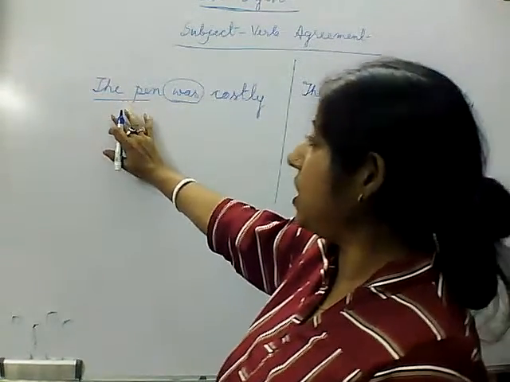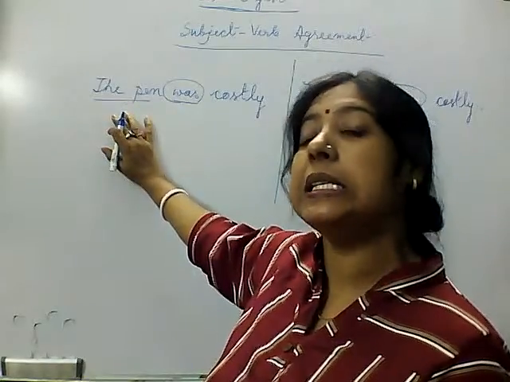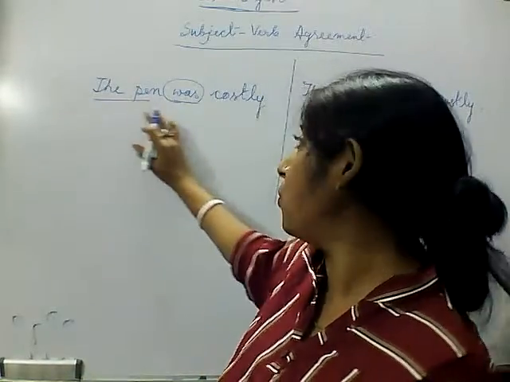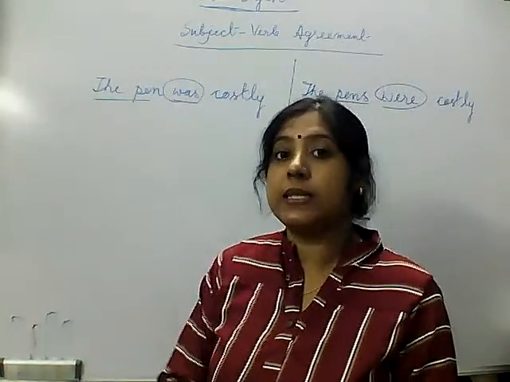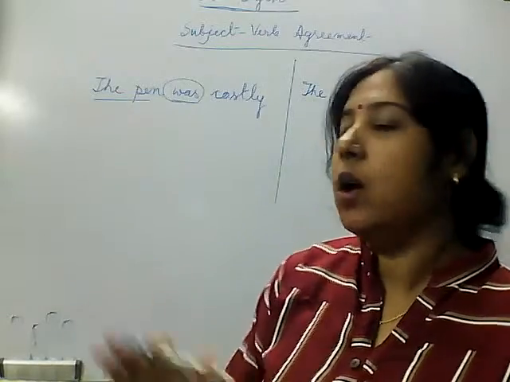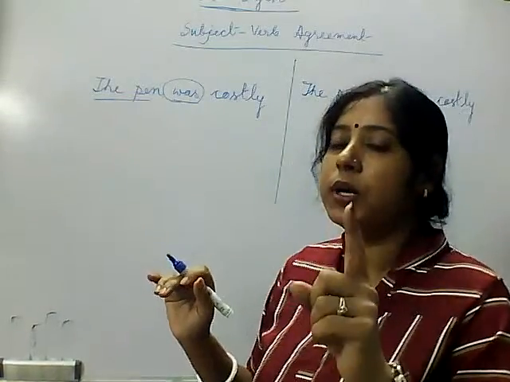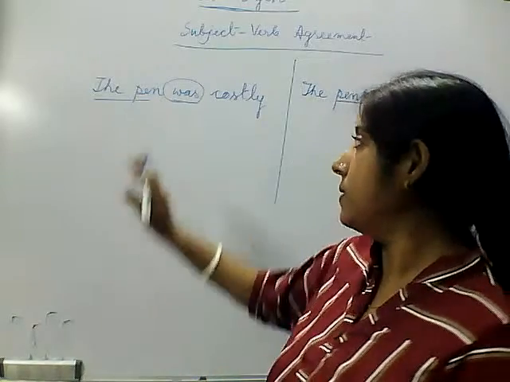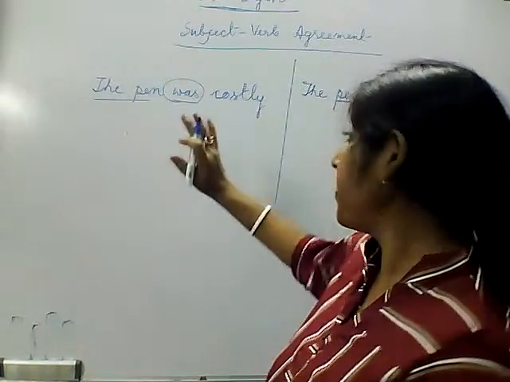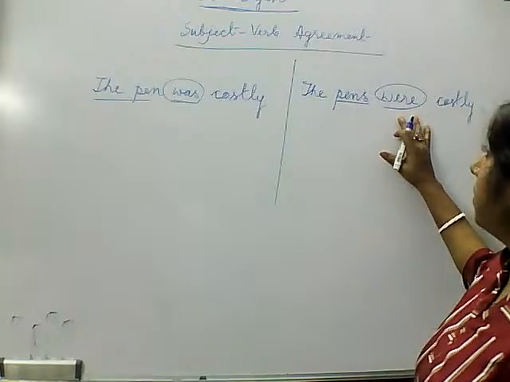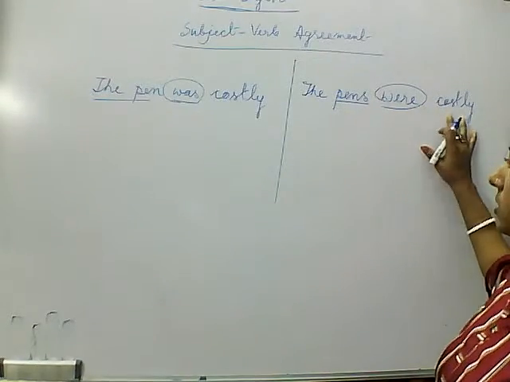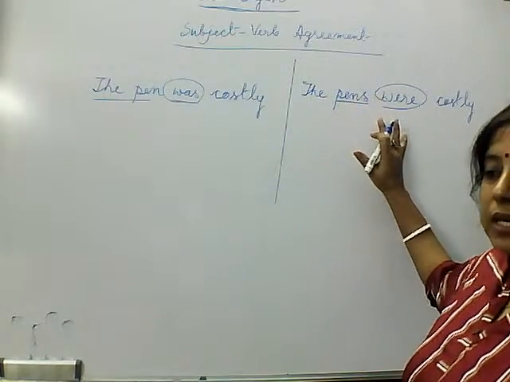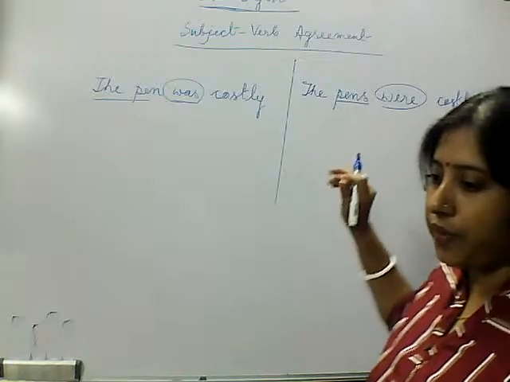If the subject is a thing and it is in singular number in past tense, then automatically it will be was. Only one word is used in past tense, the be verb was here. And next here will be plural number. The pens were costly. Was plural is were. Clear to you? Very good.